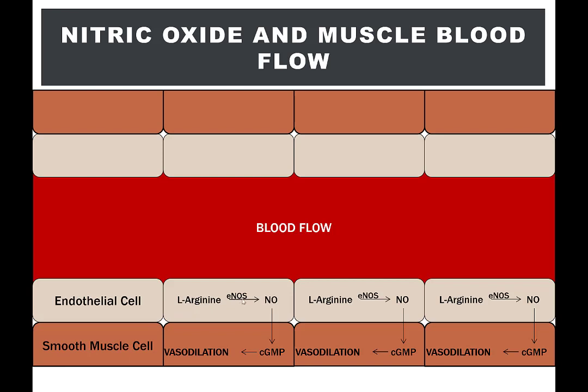This enzyme converts the amino acid L-arginine to nitric oxide. The nitric oxide produced by the endothelial cells will interact with the adjacent outer smooth muscle cells, causing the smooth muscle cells to relax or just simply dilate. Thus, the arterial vessels surrounding active muscles dilate even further, allowing for more blood flow to the active muscles.